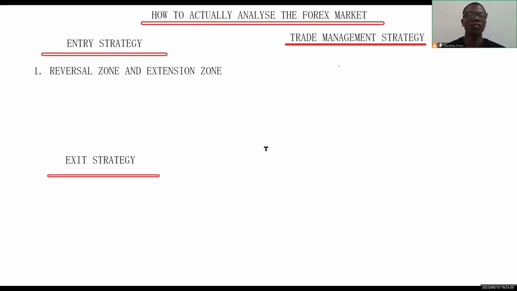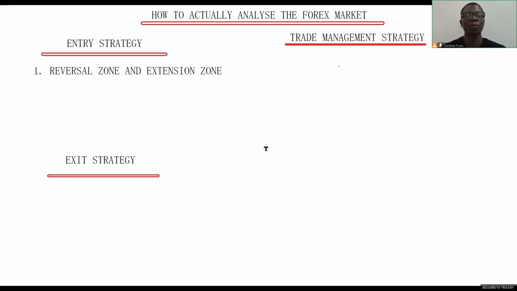So what does the reversal zone tell me? The reversal zone tells me where prices are likely to reverse. It's important to note that I'm a reversal trader. That is, I only trade the market when it reverses. When the market gives me an opportunity to trade a reversal, that's the only time I get into the market, and I don't trade the continuation of prices. If price is making a continuation move, I let the market go, and I only trade the market when it reverses. So with my entry strategy, I make sure that I have a reversal zone.